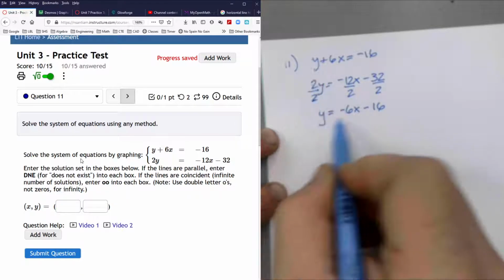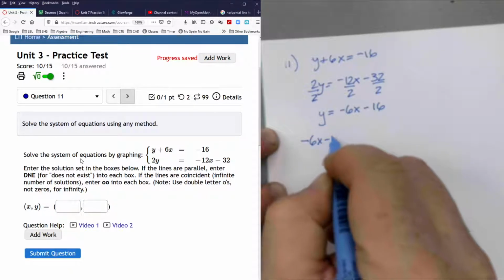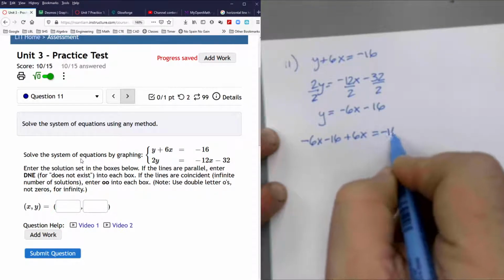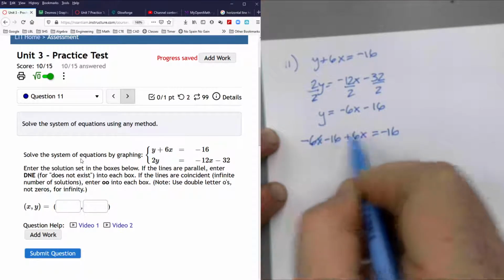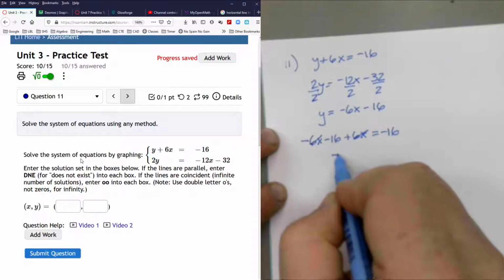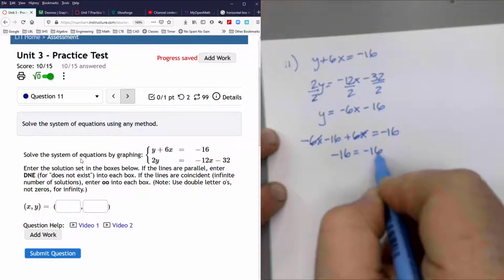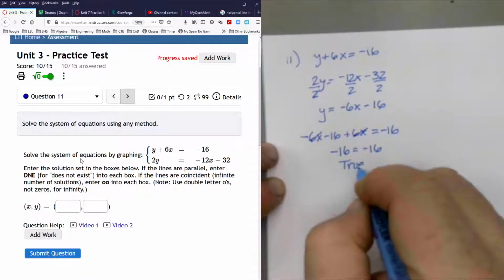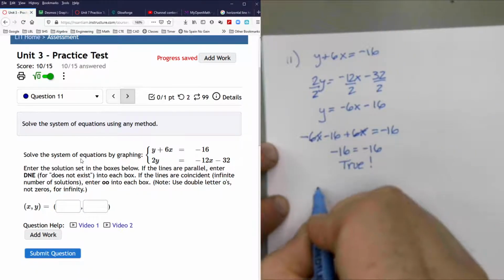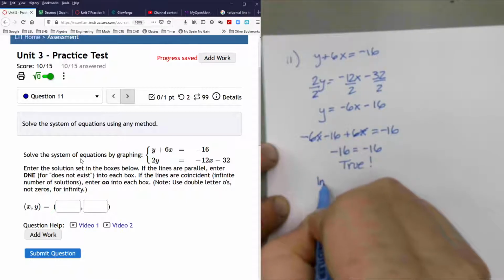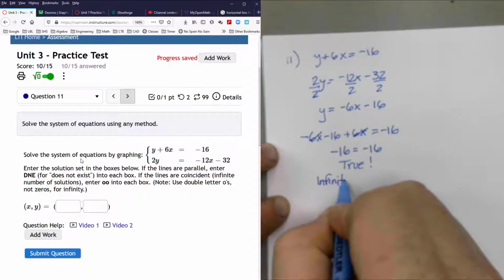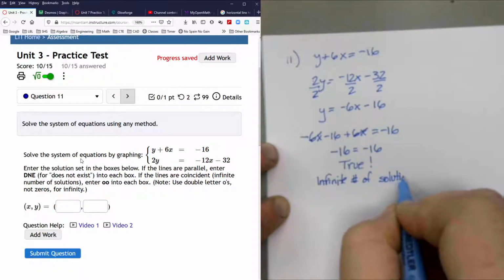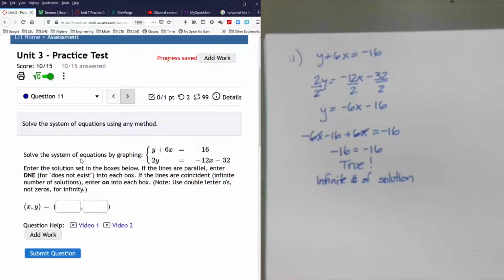And so I'm going to replace y, so negative 6x minus 16 plus 6x is equal to negative 16. And when I combine my like terms there, my x terms go away, and I'm left with negative 16 is equal to negative 16. Okay, all my variables went away, and I'm left with a true statement. So that is true. So this means that there is an infinite number of solutions. You could also say that the solutions are all of the real numbers.